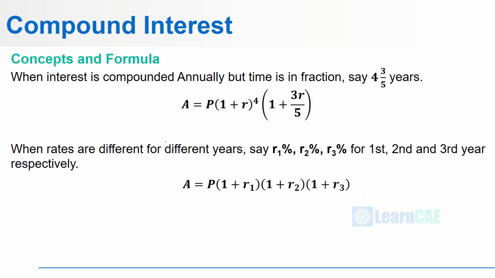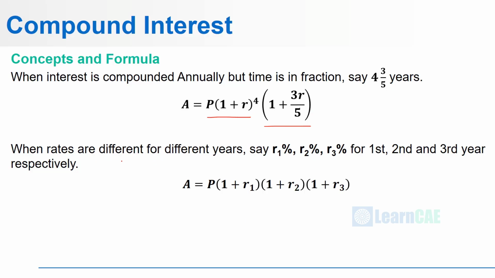Next we shall see some special cases. When the interest is compounded annually but the time is in fraction, for example, if it is 4 3 by 5 years, then the total amount will be equal to P into (1 plus R) power 4 into (1 plus 3R by 5). That is, the fraction term will be coming separately in addition to the regular term.